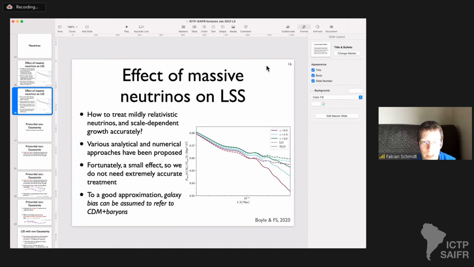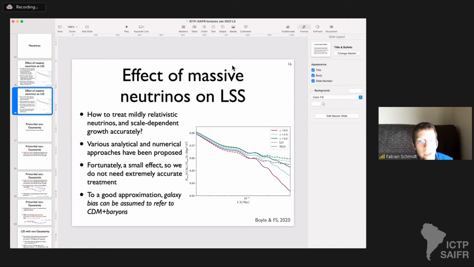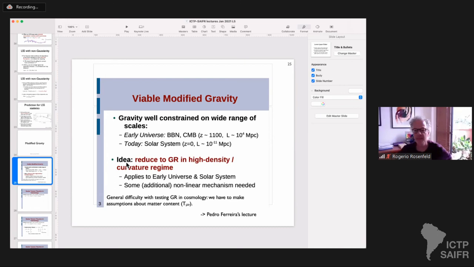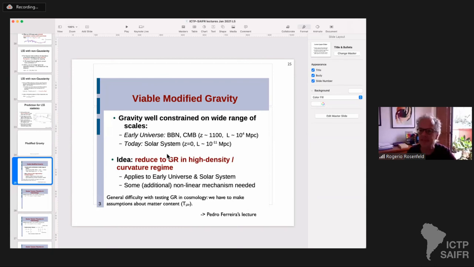Okay. Then the question of Zakaria about screening mechanisms, I think Pedro is going to talk about this at length. Yes, just to go back to my slide, since I mentioned it. Screening mechanisms basically implement this idea to reduce to GR in high density or high curvature regimes. And for that, you need some nonlinear mechanism. That's why we call them screening mechanisms. But more in Pedro's lecture.